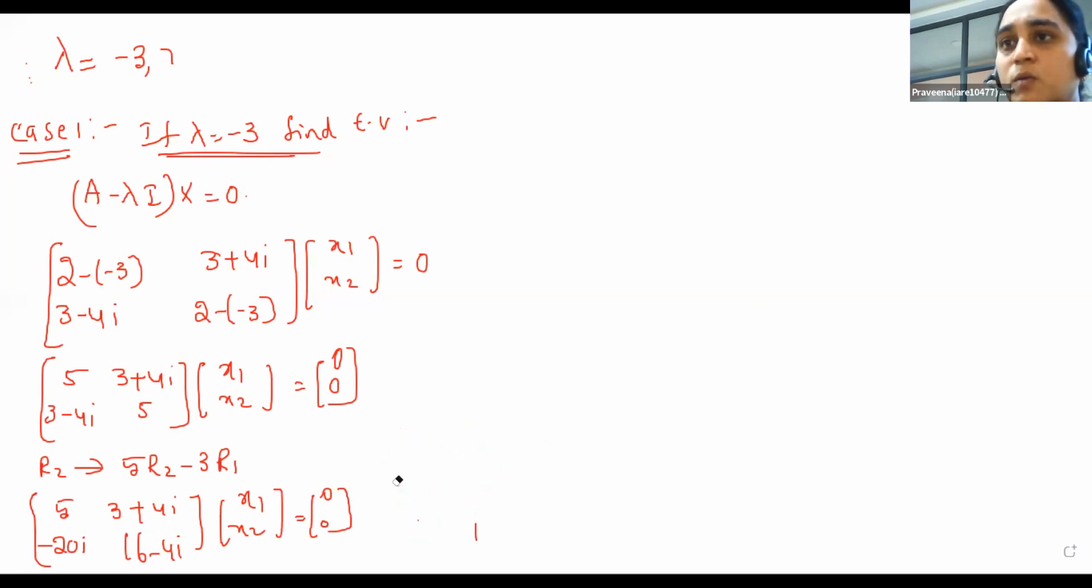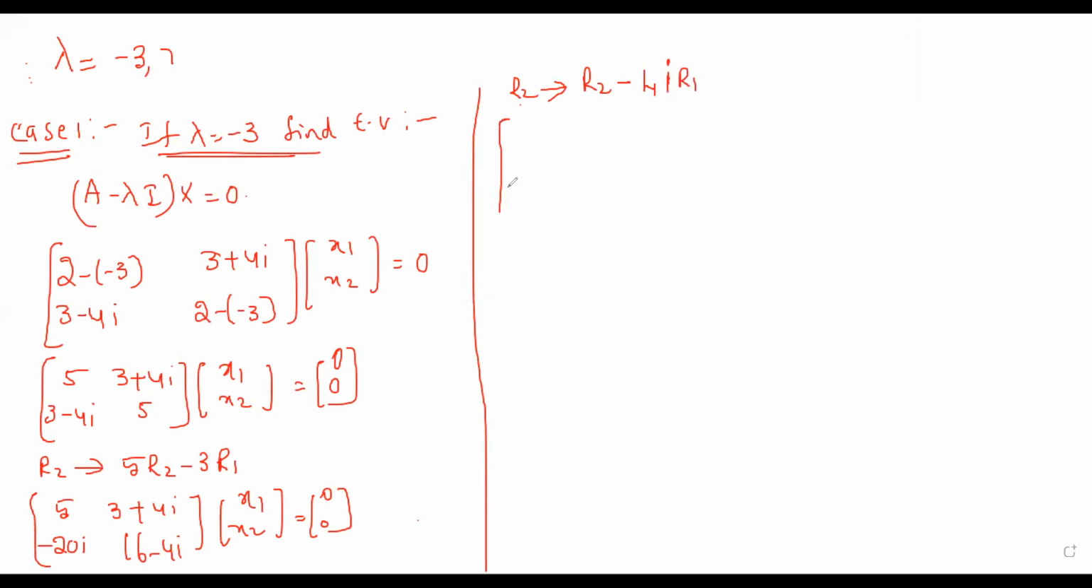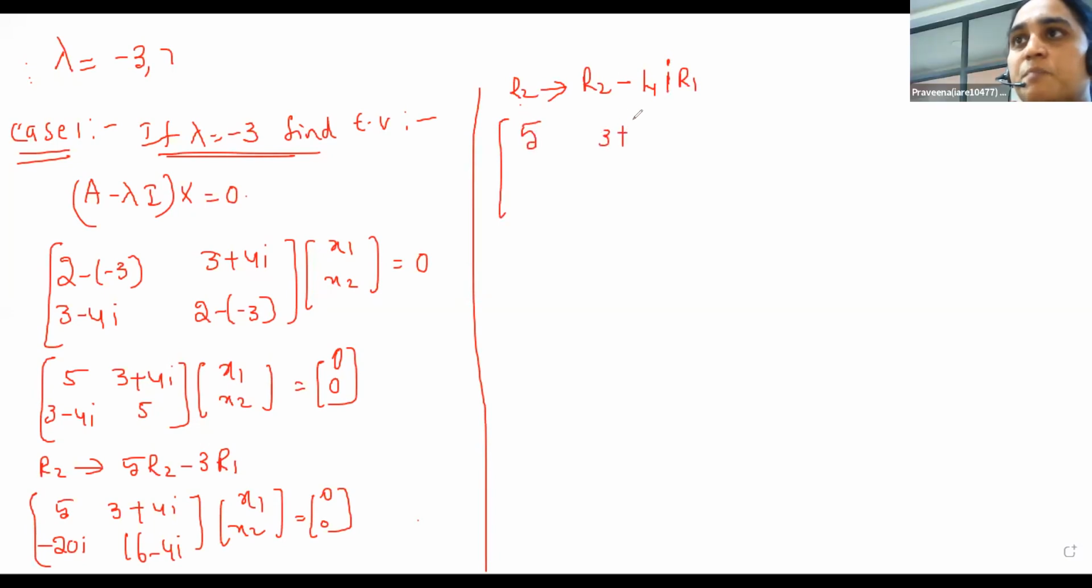Okay. Now, after using this row operation, is any element in R2 zero? In R2, does any element have 0? No, right? Again, apply the row operation on R2. Tell me the row operation on R2: R2 tends to R2 minus 4i R1. That is 5, 3 plus 4i.